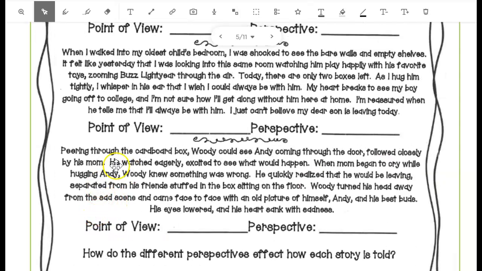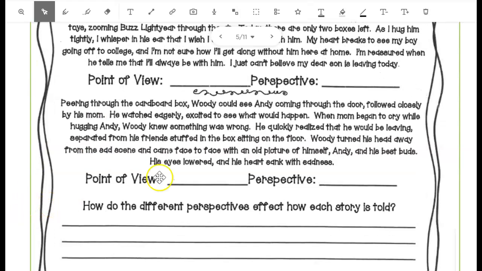This is all about leaving for college. So how is it different? And then how do the different perspectives affect how each story is told?